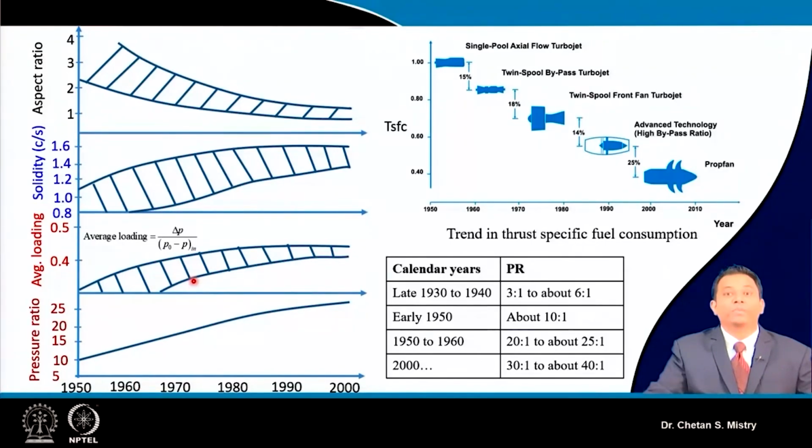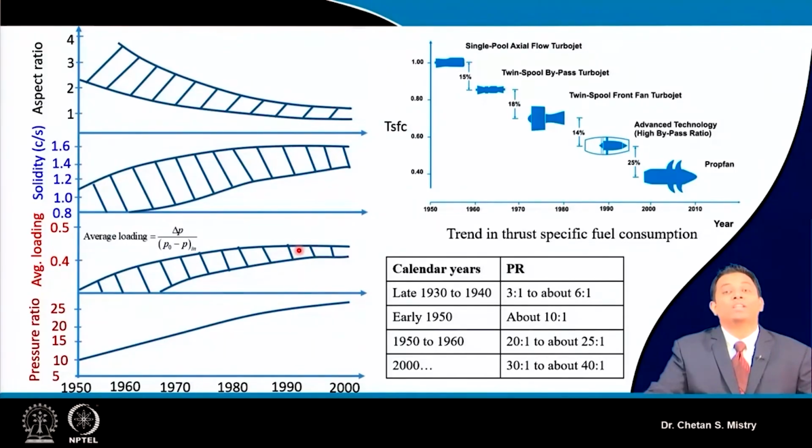Now, in order to meet the special requirements in terms of expected thrust specific fuel consumption, we are looking for a higher per stage pressure rise. If you look at this trend, it is moving towards higher numbers. What it means is that we are expecting a very high per stage pressure rise, and that will lead to a reduced number of stages.